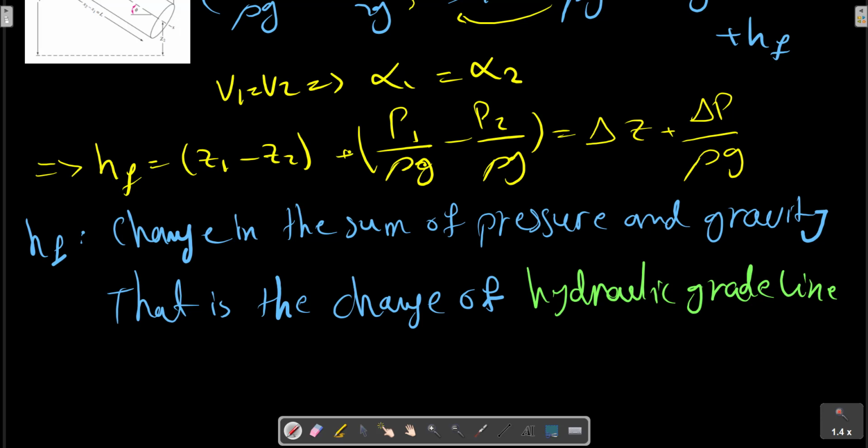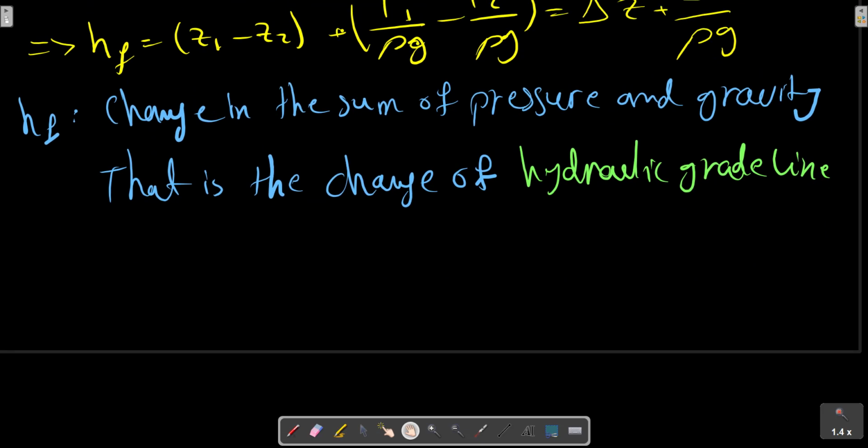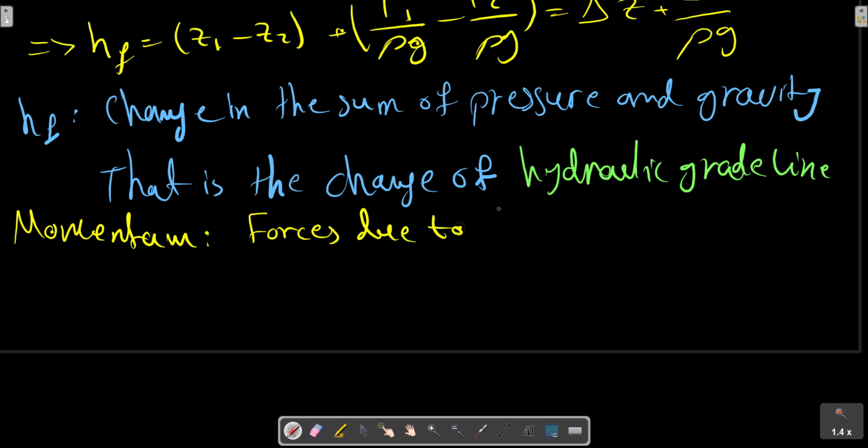Finally, apply the momentum relation to the control volume. For applied x direction force due to the pressure, gravity, and shear, we can obtain the relation. For the momentum equation, we have this relation. The forces are due to pressure, gravity, and shear.